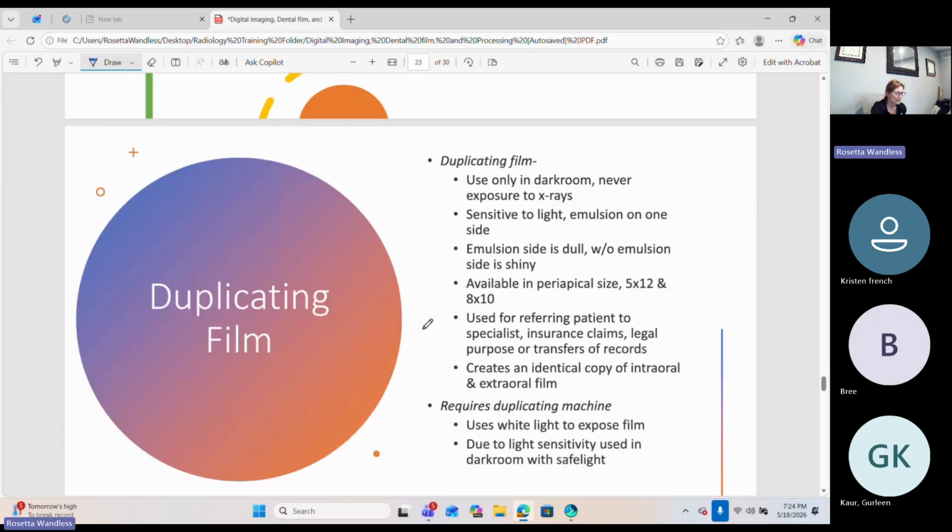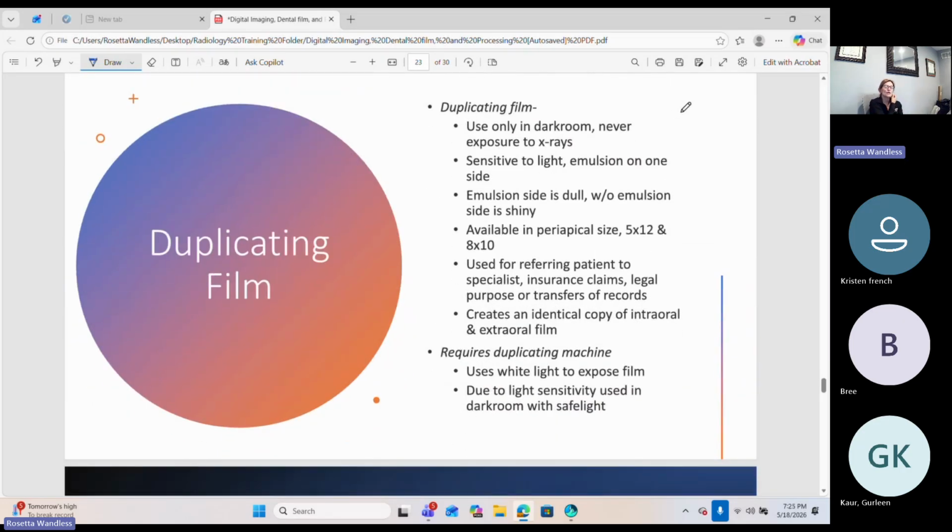Good. And last but not least, a couple slides to finish and get through: duplicating film. As I said earlier, duplicating film only has emulsion on one side. Let's explain it like this. If I were to have a piece of paper, and this is where my radiograph was, right? I want to photocopy or duplicate this X-ray, imaginary. I'm going to need what's called a duplicating machine, which literally looks like a copier, and it works just like a copier.